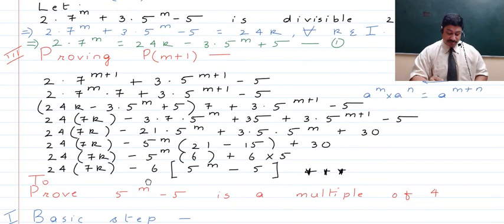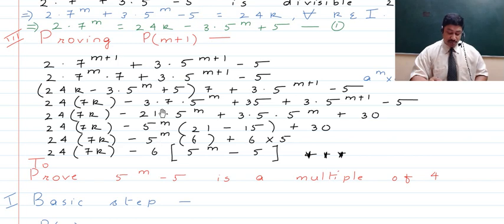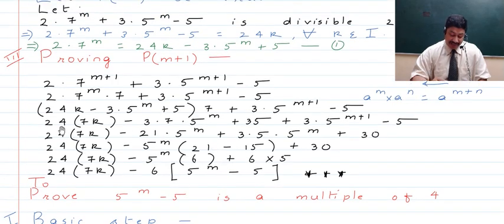Now, next, the terms of 7 raised to the power m are written using the value from expression 1. So 2 times 7 raised to the power m is replaced by 24k minus 3 times 5 raised to the power m plus 5. And as 7 is multiplied here, we further multiply that by 7, and then we write the rest of the 2 terms. After multiplying 7 within, the first term has 24, so we keep this 24 outside and have 7k inside, which shows that the first term is a multiple of 24.